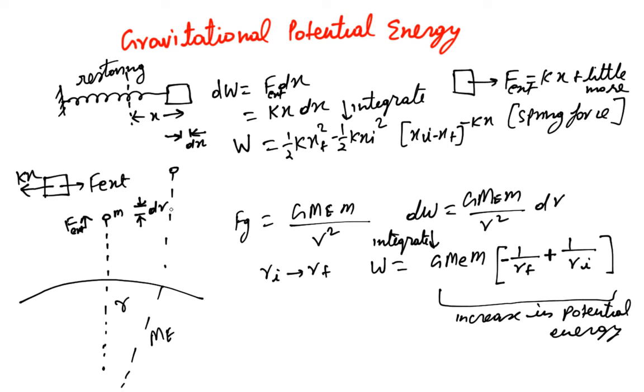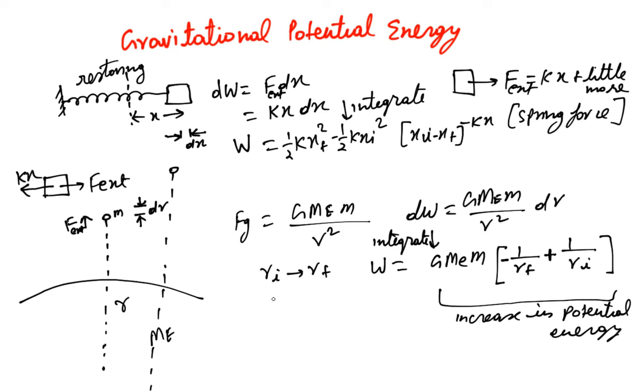there's an increase in the height of the mass. Anyway, so this is the work done, or increase in potential energy. Okay, and this is called gravitational potential energy. This is gravitational potential energy.